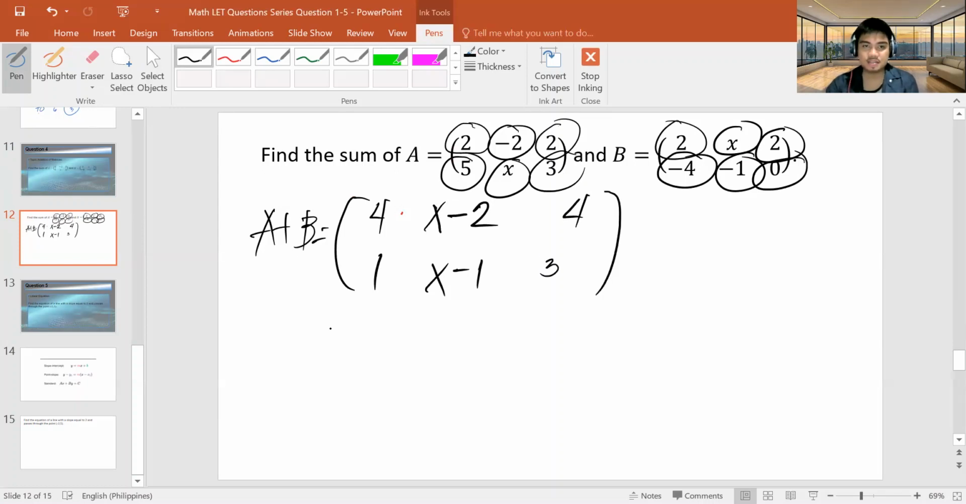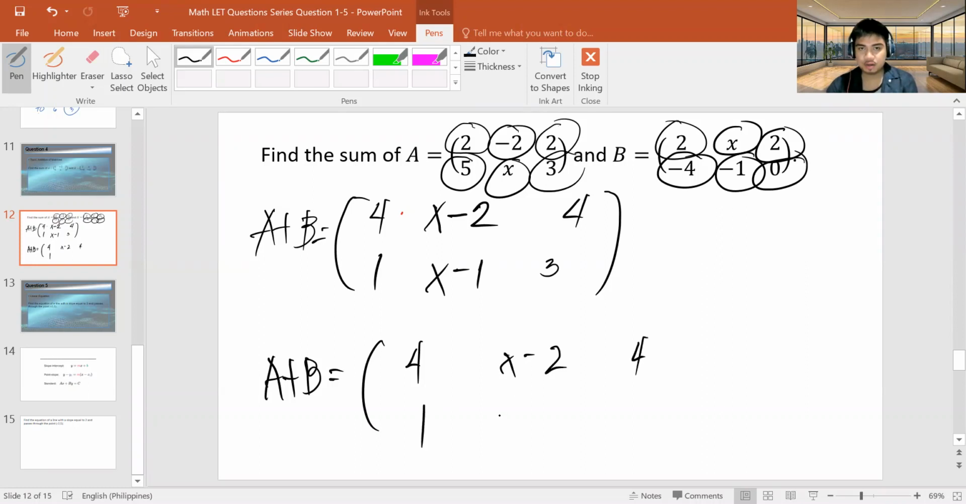So our final answer, the sum of A and B is equal to 4, x minus 2, 4, 1, x minus 1, and 3. So this is our final answer.